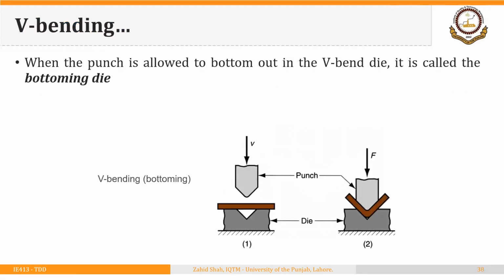Then we have bottoming. When the punch is allowed to bottom out in the V bend die, it is called bottoming. You can see the punch, the die, and the starting blank, which is squeezed into the die. This is called a bottoming operation, or V bending using bottoming.